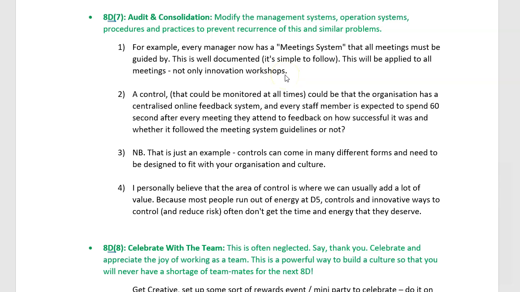A control for the meeting system could be that the organisation has a centralised online feedback system and every staff member is expected to spend 60 seconds after each meeting to feedback on how successful it was and whether it followed the meeting system guidelines or not. That is just an example. Controls can come in many different forms and need to be designed to fit with your organisation and culture.